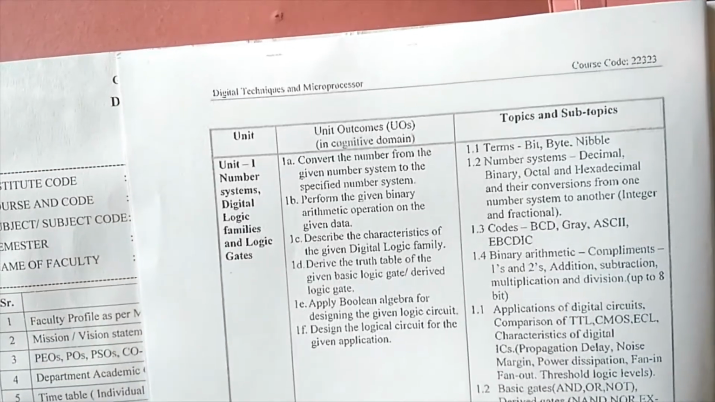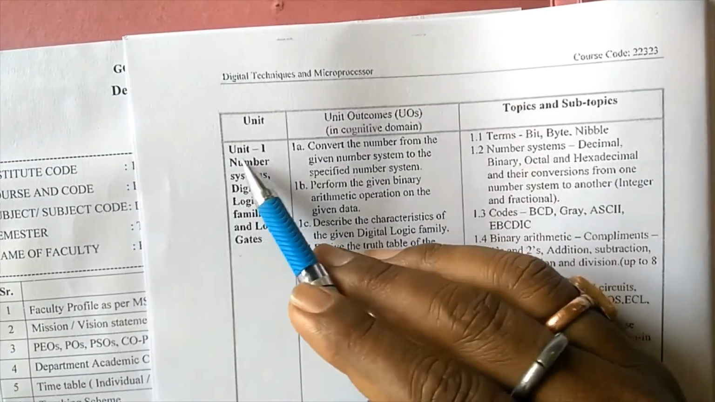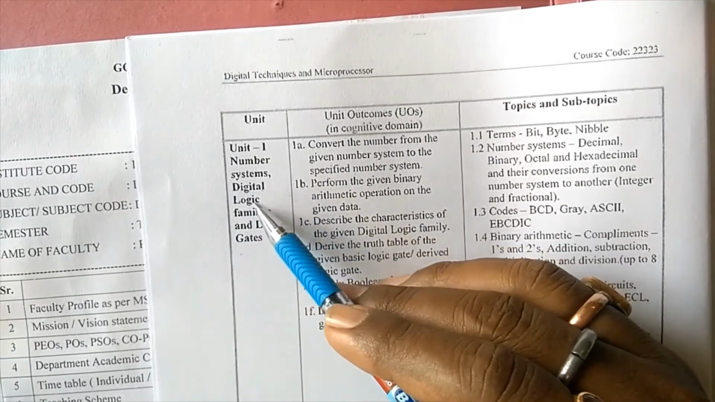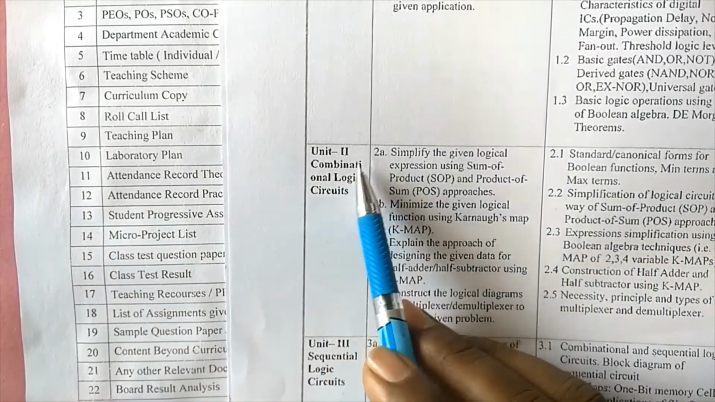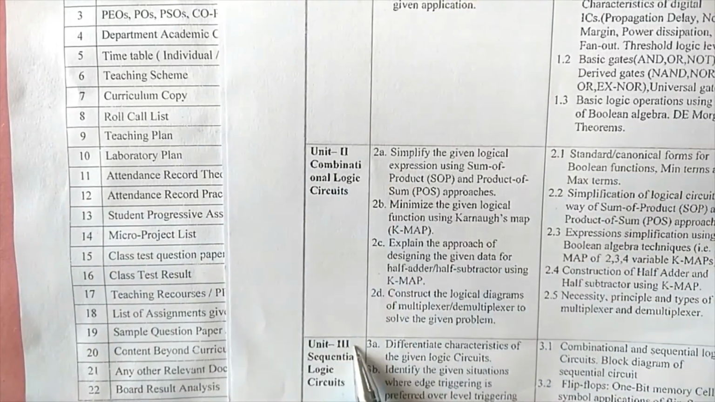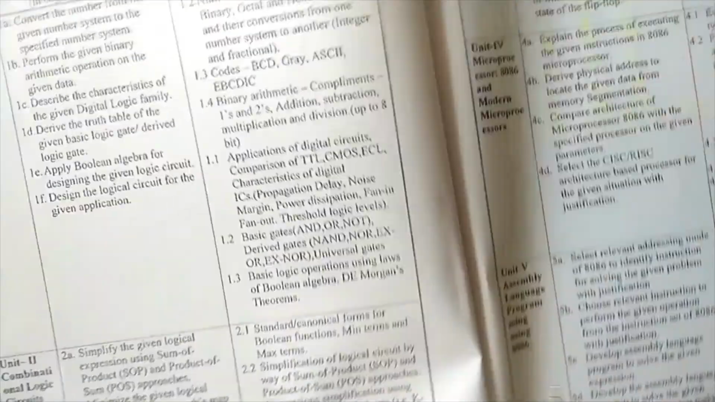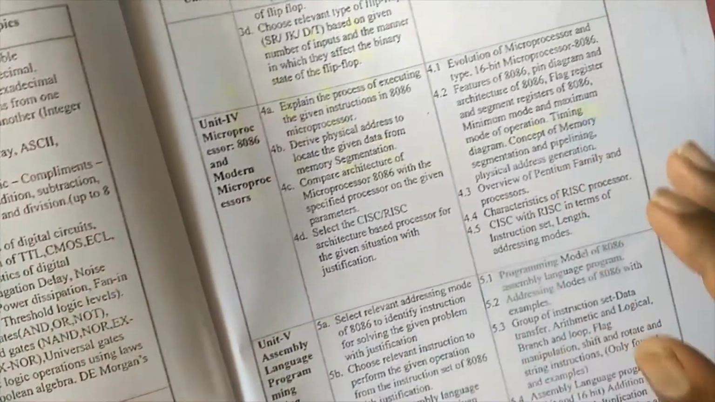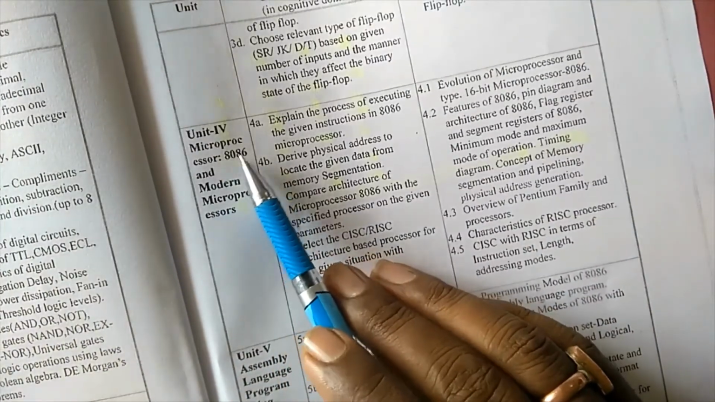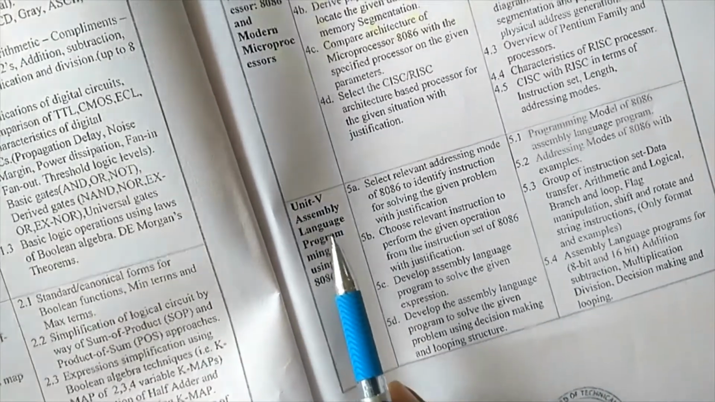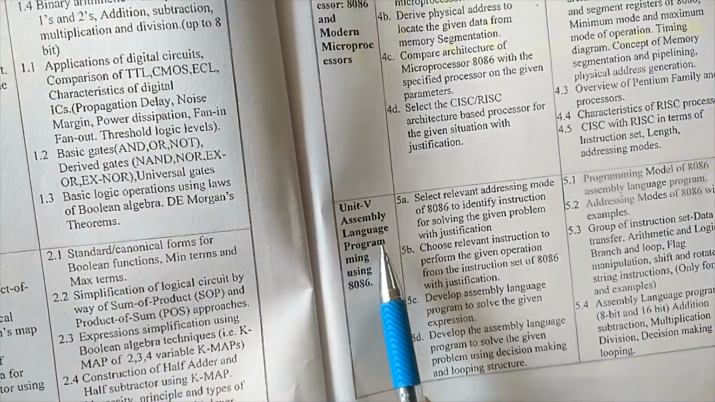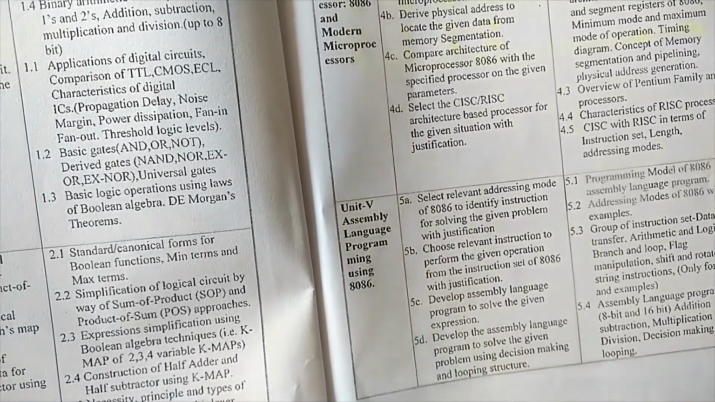So there are 5 units. Unit 1: number systems, digital logic families and logic gates. Unit 2: combinational logic circuits. Unit 3: sequential logic circuits. Unit 4: microprocessor 8086 and modern microprocessors. Unit 5: assembly language programming with 8086.